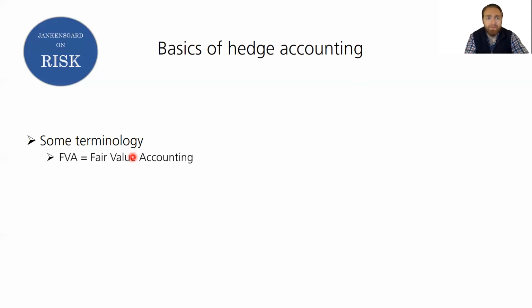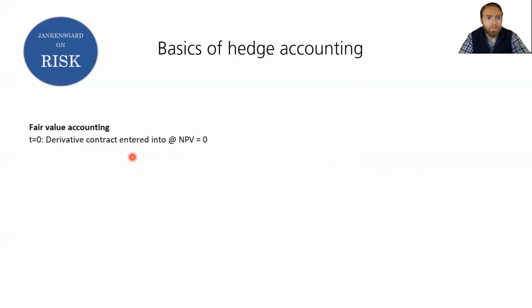We're going to introduce some terminology here to keep things reasonably short. So FVA is fair value accounting, GL is gains or losses, AL is assets and liabilities. Pardon me for all the acronyms here.